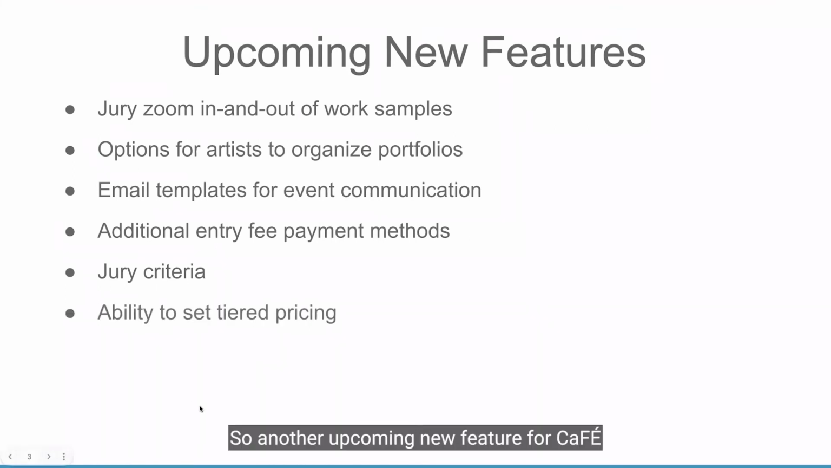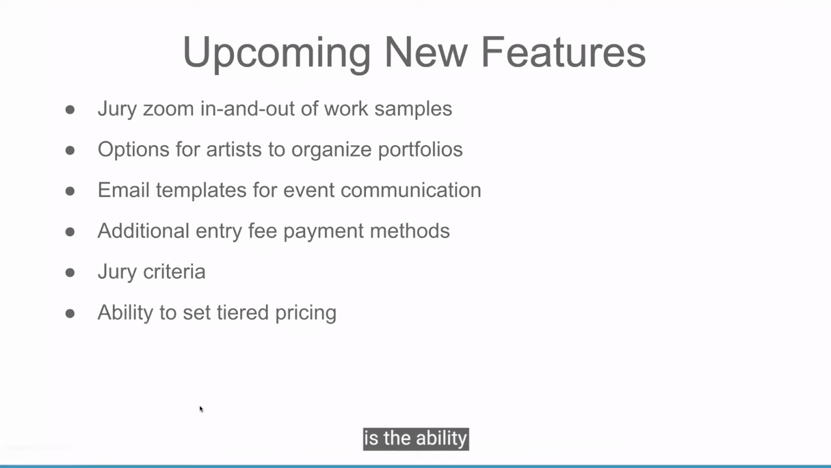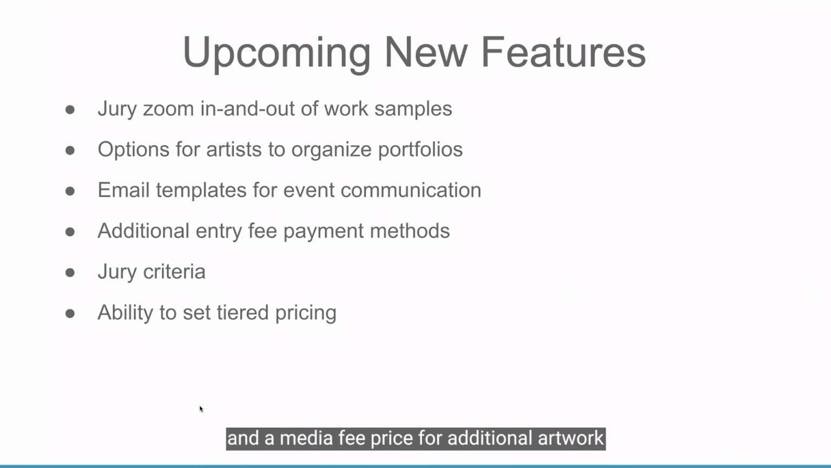All right, so another upcoming new feature for CaFÉ is the ability to set tiered pricing for your entry fees. As you all may know, CaFÉ allows you to have one entry fee price for a certain number of images and a media fee price for additional artwork submitted above the minimum number. Keep in mind what I'm talking about here will only pertain to calls that score by individual artwork, not by a body of work or application. So just for those jury by artwork calls.